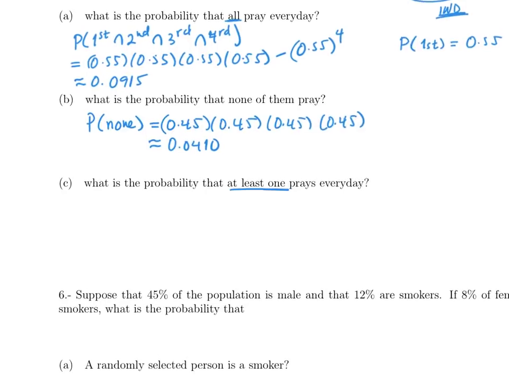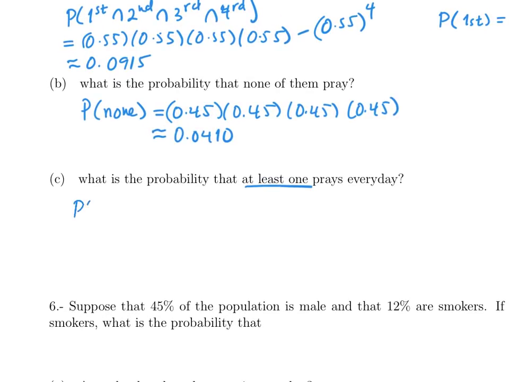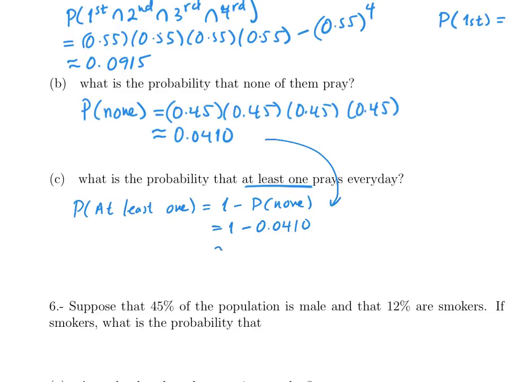Remember, how do you deal with at least one? Well, for the probability of at least one, you use the complement, which is 1 minus the probability that none of them prays. This is 1 minus 0.04110, which is the answer from here, and that gives you around 0.959, and that's it.